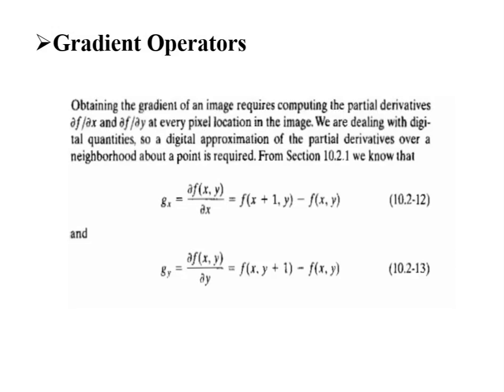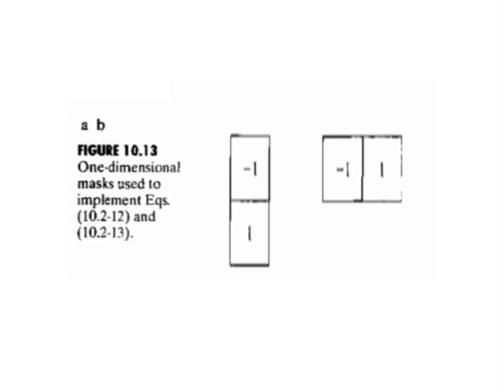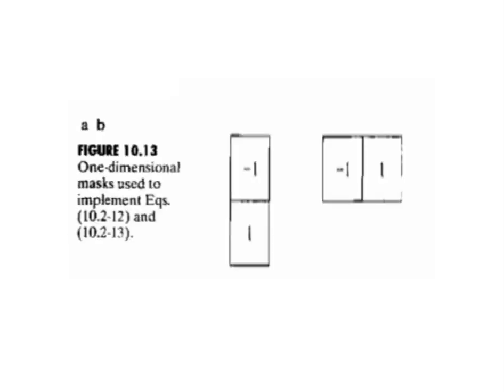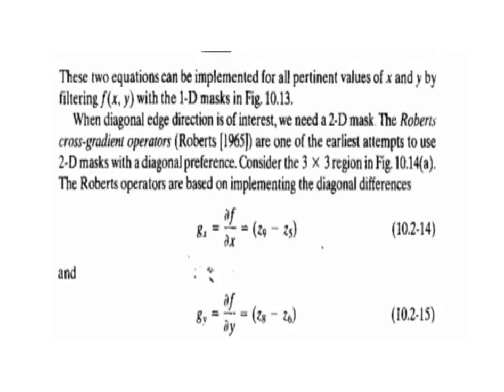A slight variation of the preceding two equations uses a weight of 2 in the center coefficient, that is g_x = del f upon del x = (z7 + 2 z8 + z9) minus (z1 + 2 z2 + z3), and g_y = del f by del y = (z3 + 2 z6 + z9) minus (z1 + 2 z4 + z7). It can be shown that using a 2 in the center location provides image smoothing. Figures F and G show the masks used to implement these equations. These masks are called the Sobel operator.